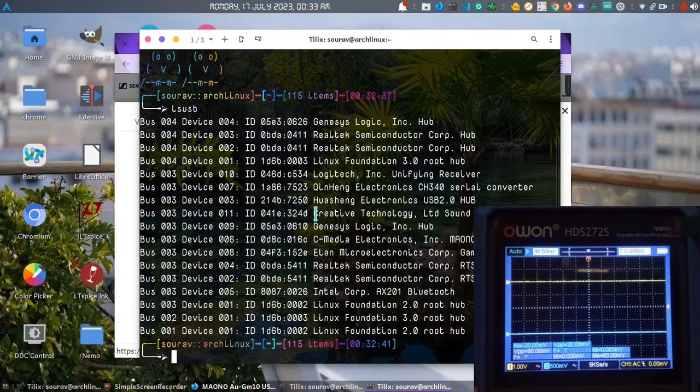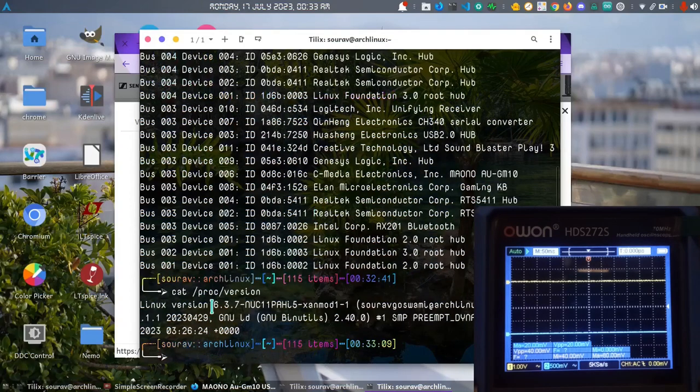We are going to use the sound drivers that are provided by the Linux kernel, and I'm currently using kernel version 6.3.7, compiled by myself actually, but that doesn't matter. The drivers are unaltered and I'm not using any third-party driver.